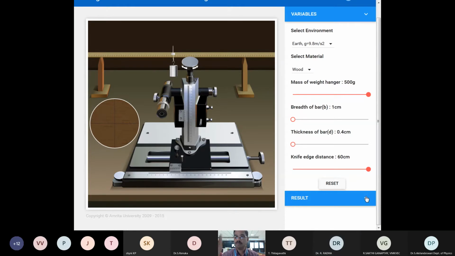But the students have to perform as in the real lab. So he has to note down the readings for loading and unloading. As you said, he has to find out the depression. So probably we can ask the students to compare the results they have calculated with the result shown in the simulation. Yes, that's one confirmation we can do. Definitely. For the past 4 years, we have done like that.